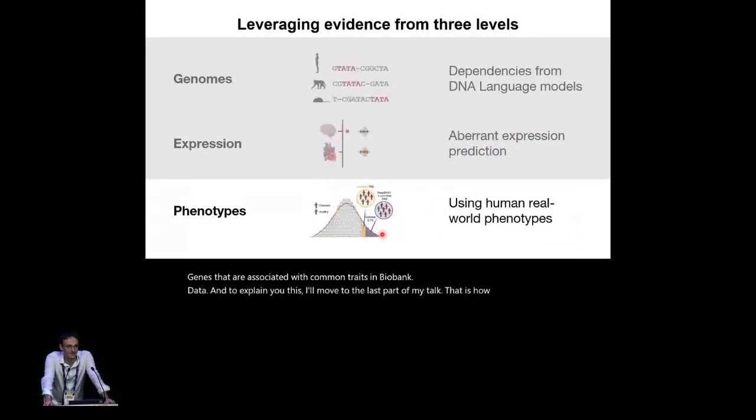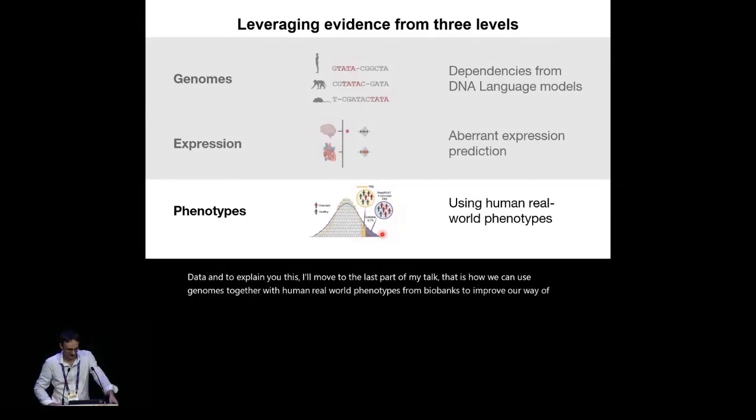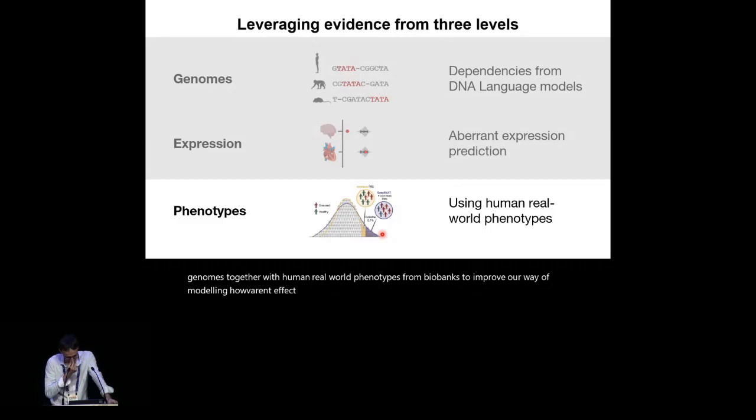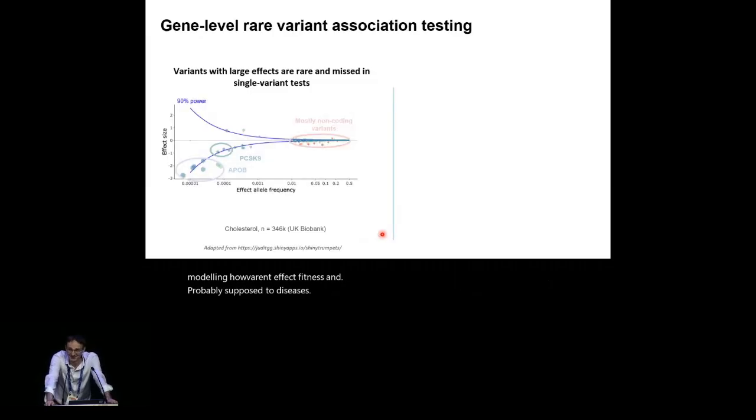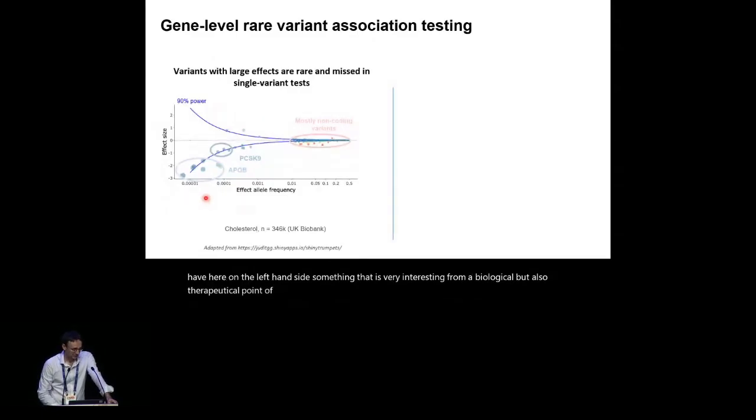That is how we can use genomes together with human real-world phenotypes from biobanks to improve our way of modeling how variants affect fitness and predispose to diseases. So back to this plot with which I opened my talk today. As I mentioned, we have this relationship between variant frequency and effect size. And we have here on the left-hand side something that is very interesting from a biological but also a therapeutic point of view. We find genes that are associated with the traits.